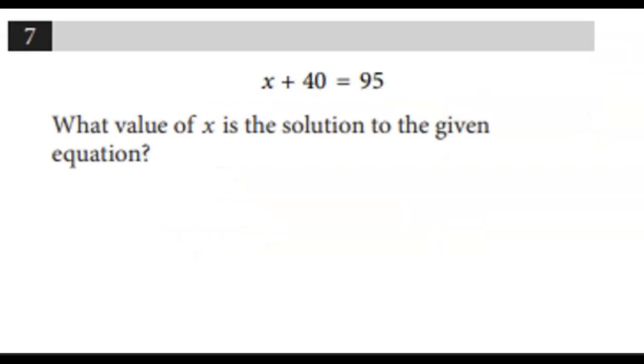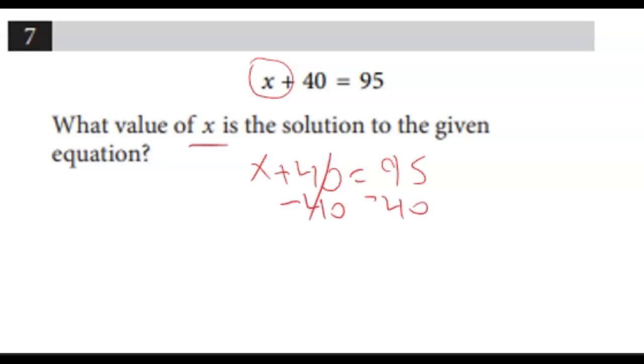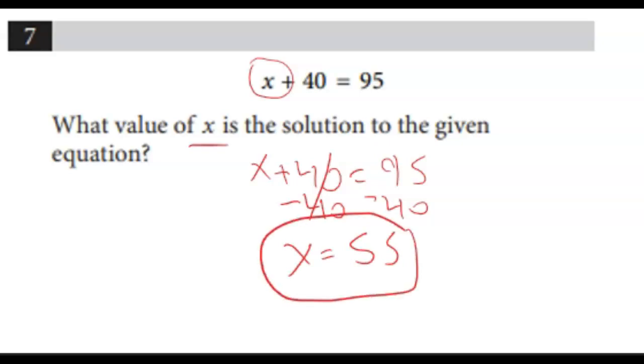All right, number 7. What is the value of x in the solution to the given equation? So we're just solving for x. x plus 40 equals 95. Subtract 40 from both sides. We're going to get x equals 55, and that is the correct answer.